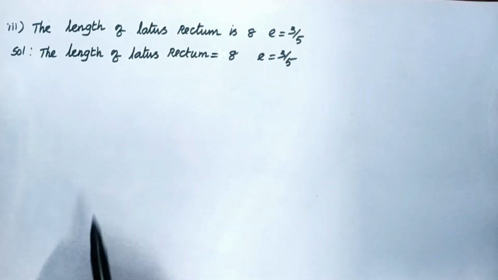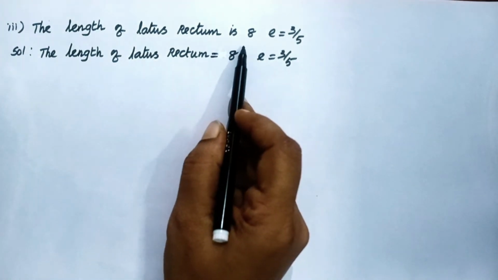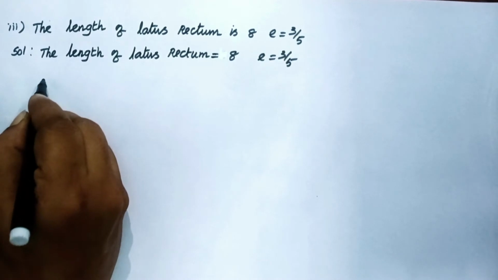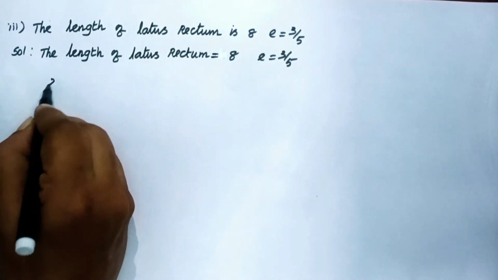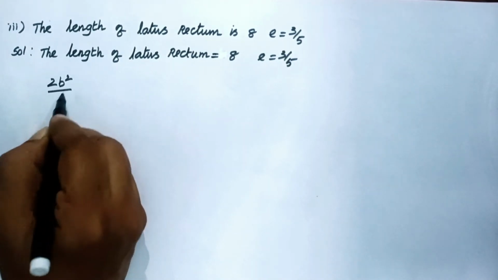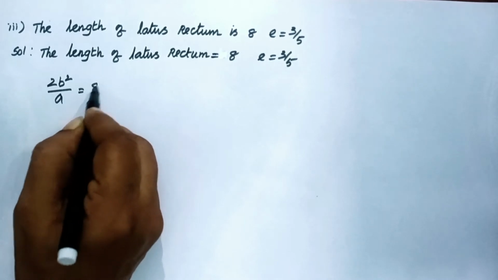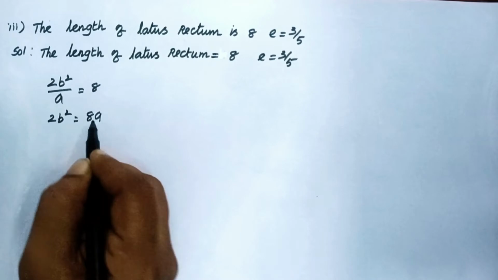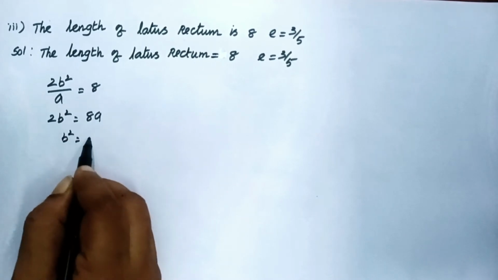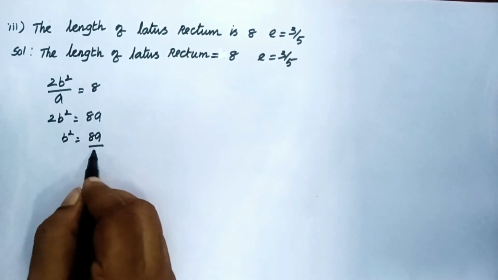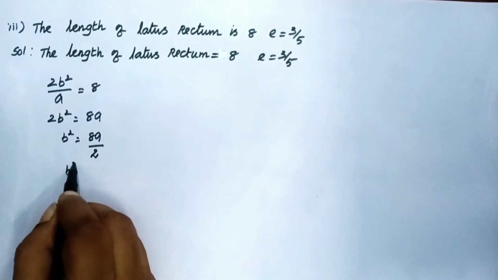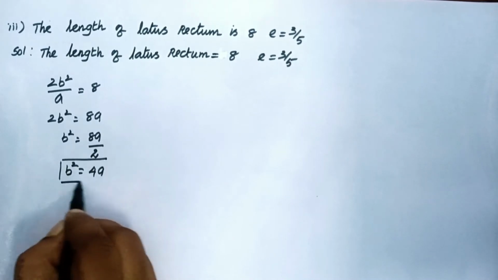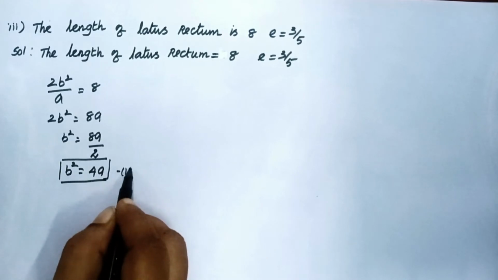Third Roman letter. The length of the latus rectum is 8 and e is 3 by 5. You know that the length of the latus rectum formula is 2b squared by a, which is equal to 8. So 2b squared equals 8a, b squared equals 8a divided by 2. So you get b squared equal to 4a.